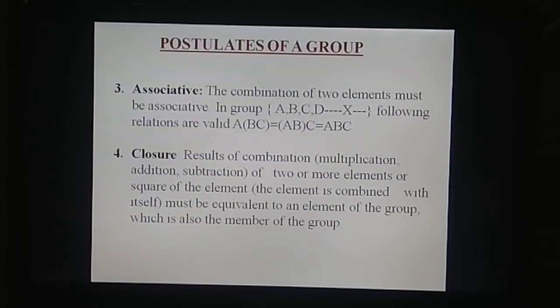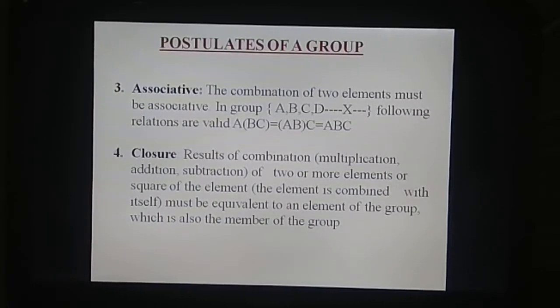And last one is the closure property. According to the closure property, the result of combination of 2 or more elements, or the square of any element in the group, results in a member of the group, which means if we multiply any two elements of a group, then the result must be a member of the group.